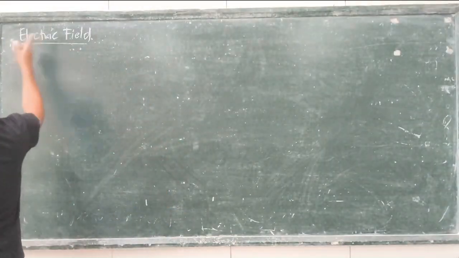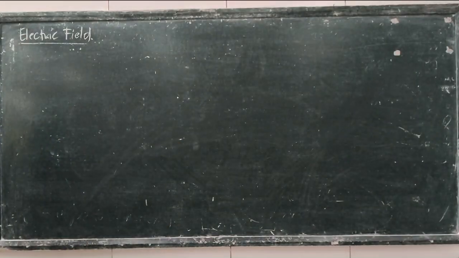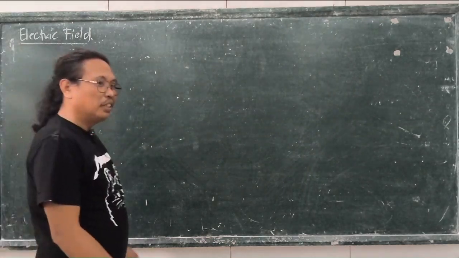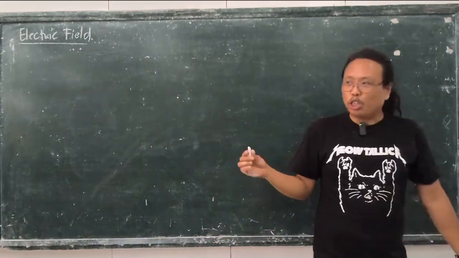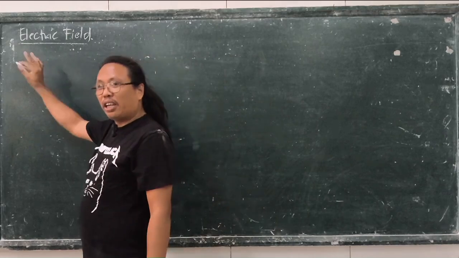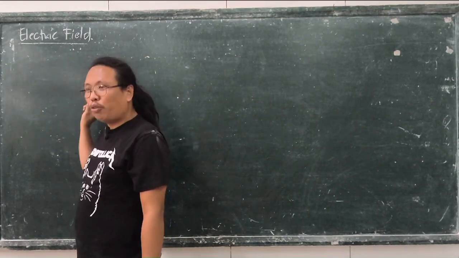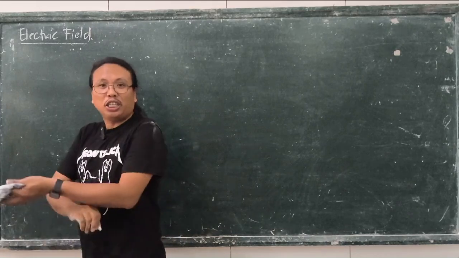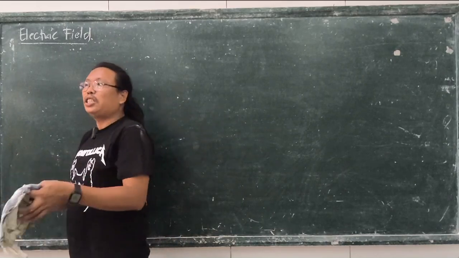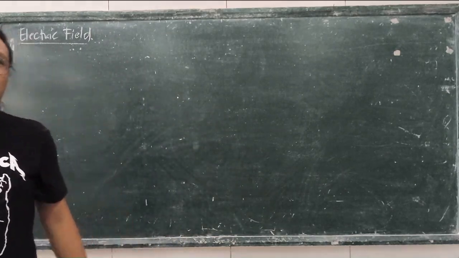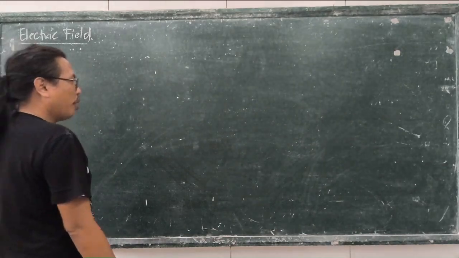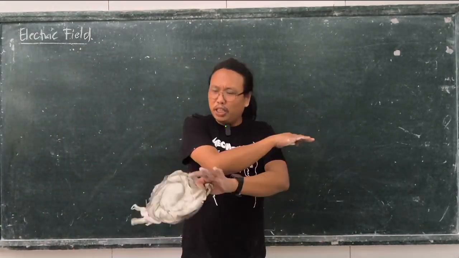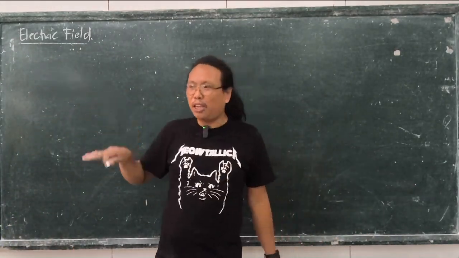So, let's now discuss the electric field. The electric field is a vector field. That's why we need to discuss the vector field first. I have to define it first before defining the electric field, because it is a vector field. And what is this field? Why is it called a field? Well, it's just that you have this space and it has values in that space.